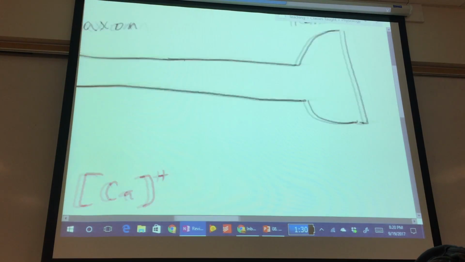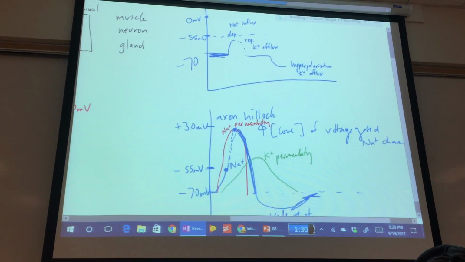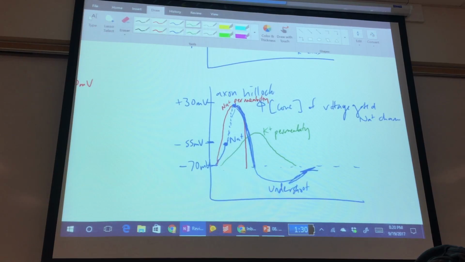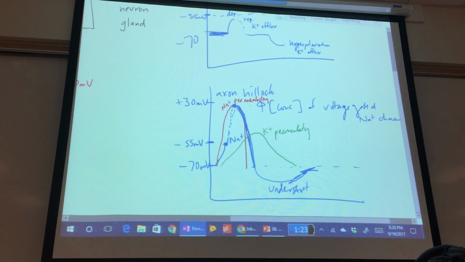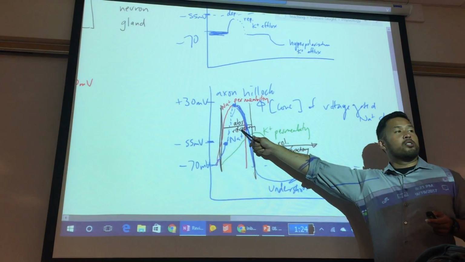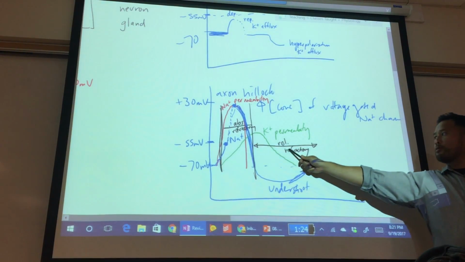Now, going back to here, let's just draw in black. This area represents absolute refractory period, because we're already seeing the changes taking place at that point. The relative refractory period. Group in the back. Relative refractory period. If absolute refractory period means a neuron can't fire, relative refractory period means what?